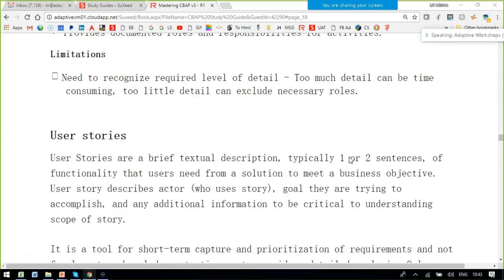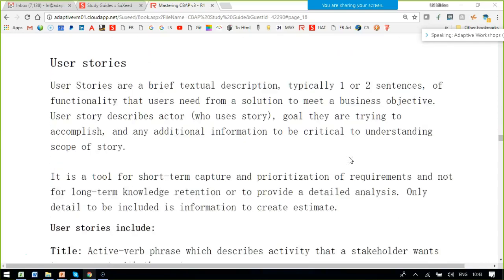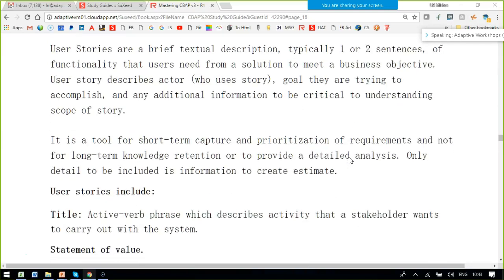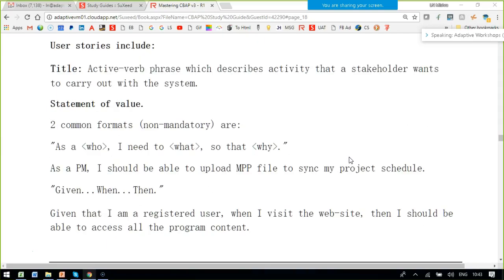Okay. Then I go down to user stories. I think all of you may be quite familiar with user stories. These are simple sentences of requirements. Usually it's a stakeholder requirement. In the classic BABOK sense, we would have called it a stakeholder requirement. It's something like this: as a PM, I should be able to upload an MPP file to sync my project schedule with the system.